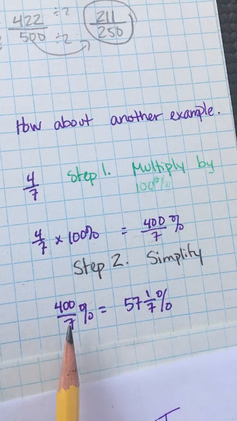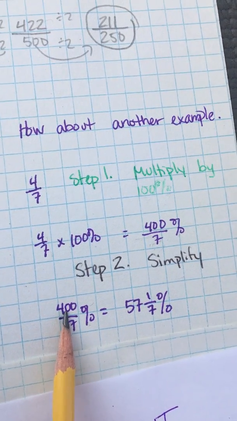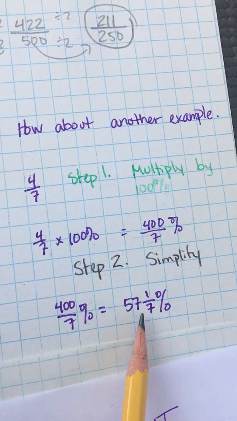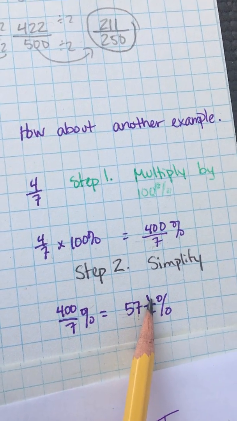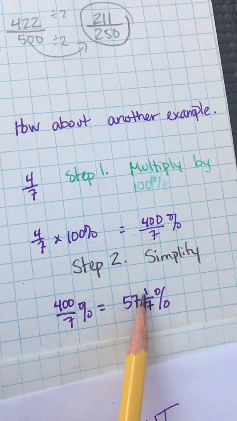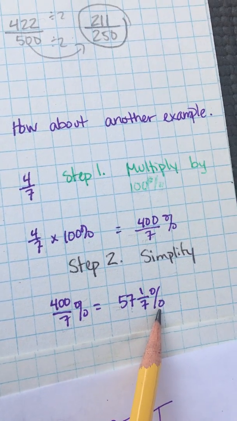And how many 7s are there in 400? Well, I've already gone ahead and done all the math for you. There are 57 of them total, but they don't go in perfectly. I have 1 left over. So I have 57 and 1/7%.